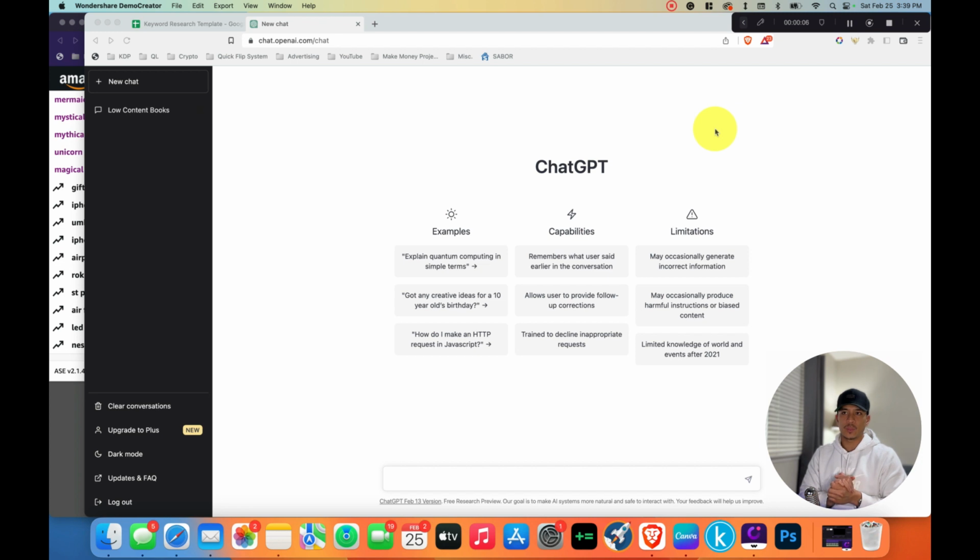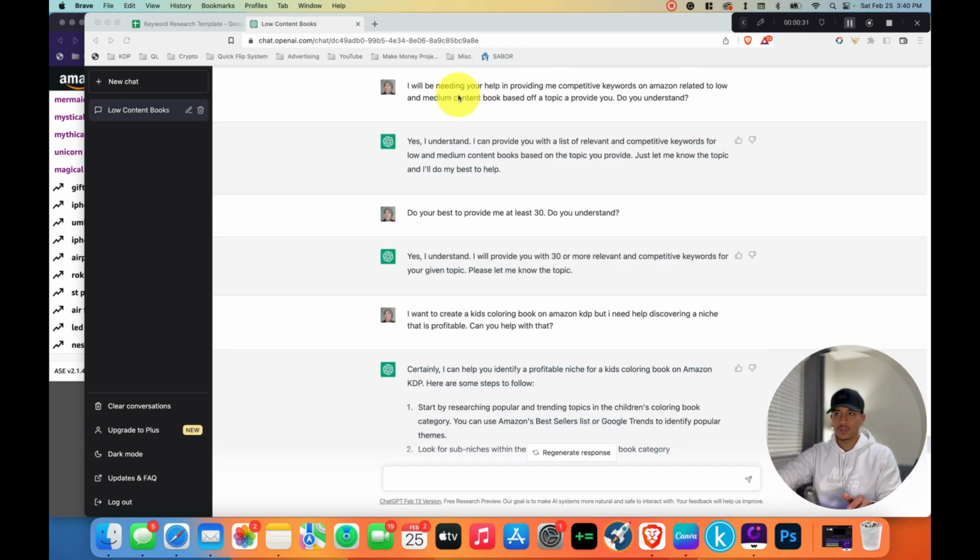So what we want to do now is we want to prime ChatGPT so that it knows more information about what we're actually trying to get. And for this example, I went ahead and already had a conversation with ChatGPT. So I'm going to show you exactly what it said. So my first prompt in priming ChatGPT was I just said, I will be needing your help in providing me competitive keywords on Amazon related to low and medium content books based off of a topic I provide you. Do you understand? ChatGPT went and said, yes, I understand.